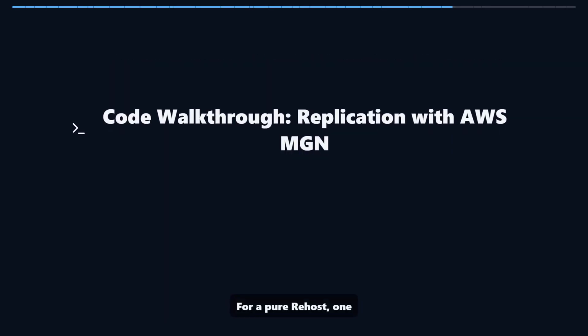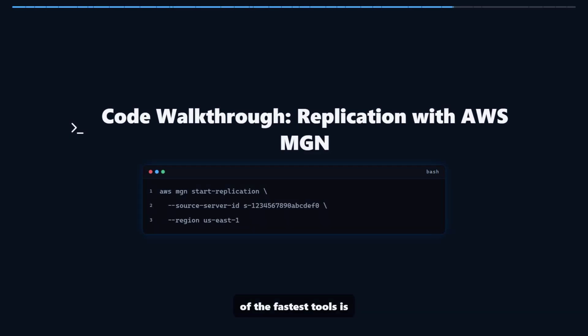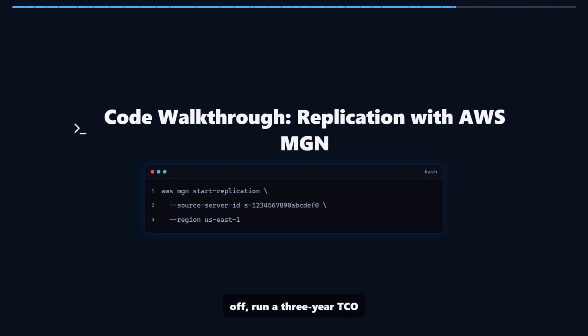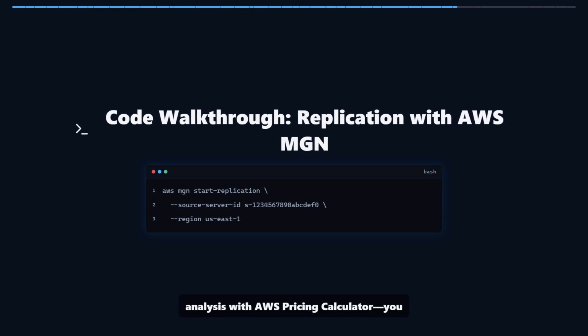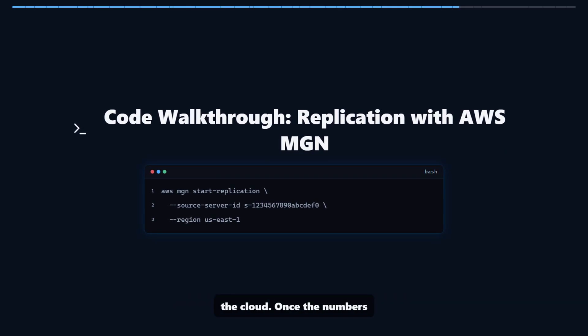For a pure rehost, one of the fastest tools is AWS Application Migration Service, or MGN. But before you kick off, run a 3-year TCO analysis with AWS Pricing Calculator. You don't want to replicate a server that costs more in the cloud.